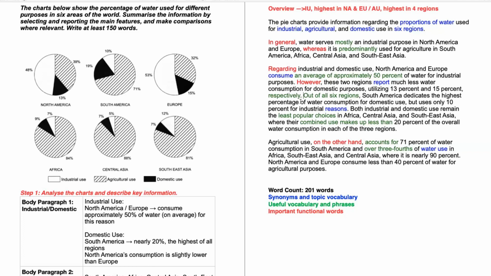Then I continue on and I say, out of all 6 regions, South America dedicates the highest percentage of water consumption for domestic use, but uses only 10% for industrial reasons.